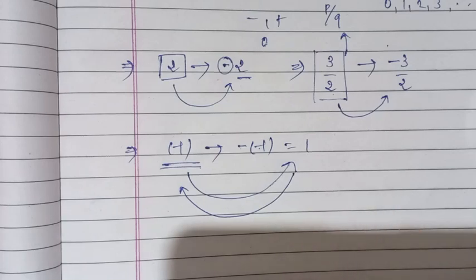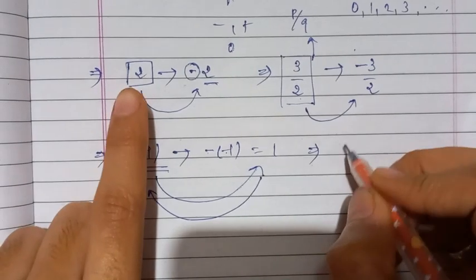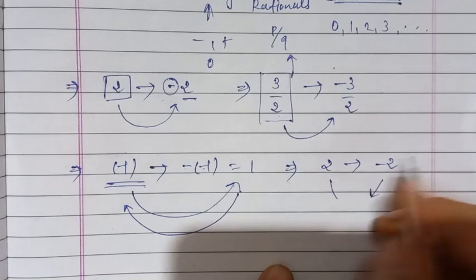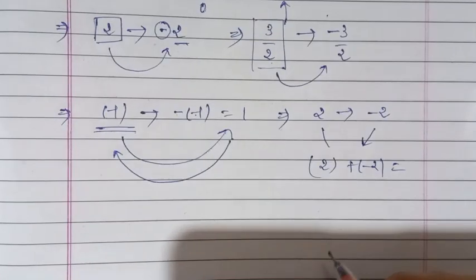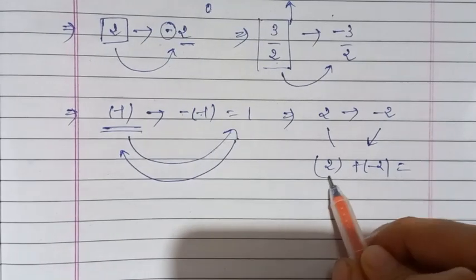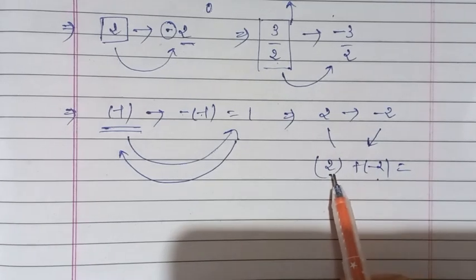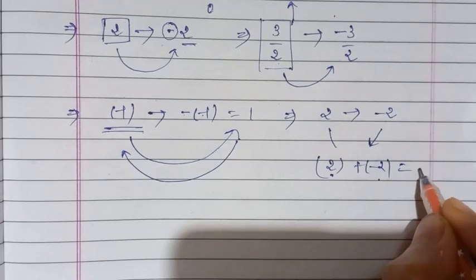But what is the actual meaning of a negative number? A negative number is the additive inverse of any number. Let's take the example 2. The negative of 2 is minus 2. If we add this 2 and minus 2, what will we get? We will get 0. One is positive, one is negative, the two digits are the same and in between them there is a minus sign. So 2 minus 2 is 0.